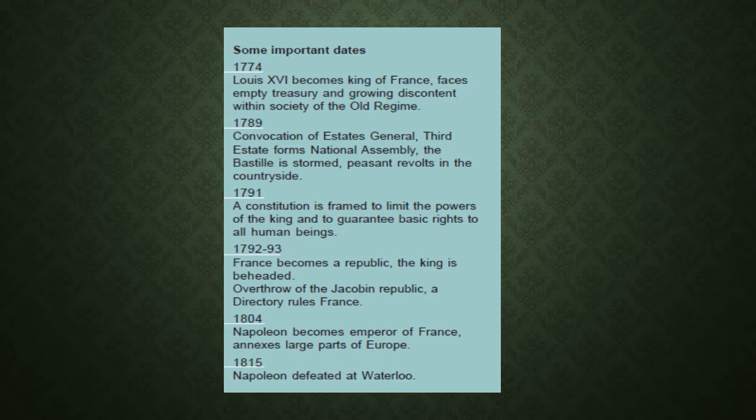1774: Louis XVI becomes King of France and faces an empty treasury and growing discontent within the society of the old regime. A member of the Bourbon dynasty became the King of France, that is Louis XVI. He was welcomed with a gift, that is an empty treasury. Literally, there was not a single livre to take. The extravagant life of the former kings of France and continuous fighting of wars resulted in an empty treasury.